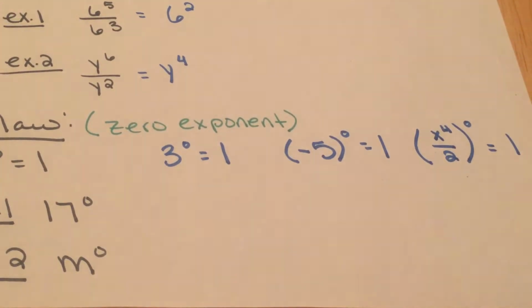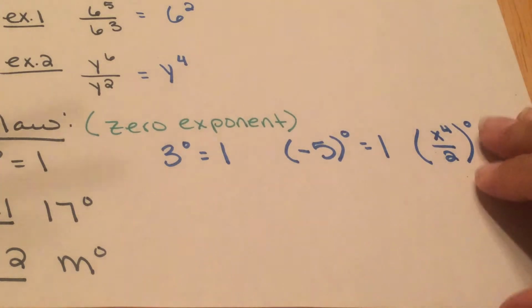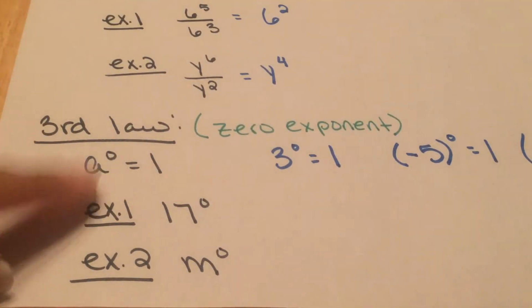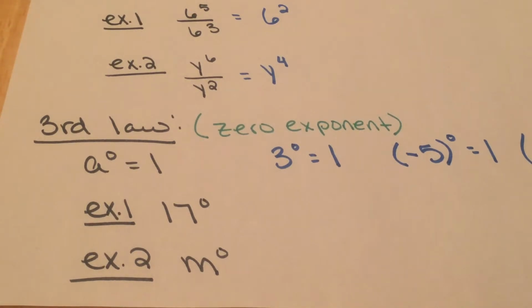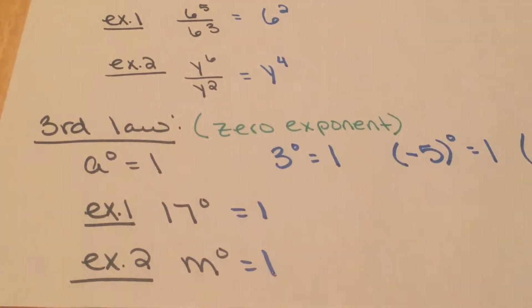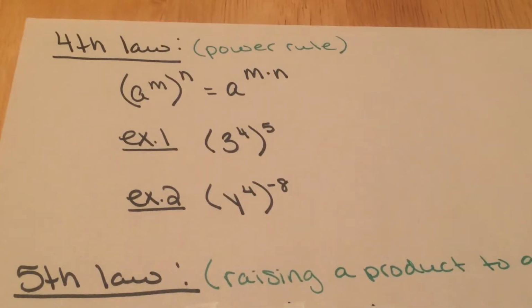So I'm going to give you guys a moment to try 2 on your own. So why don't you guys try example 1 and example 2. Take a moment to pause the video. All right, hopefully with both of these, you got 1. See, I told you zero exponent law was really nice. Our next law is going to be the fourth law, the power rule.